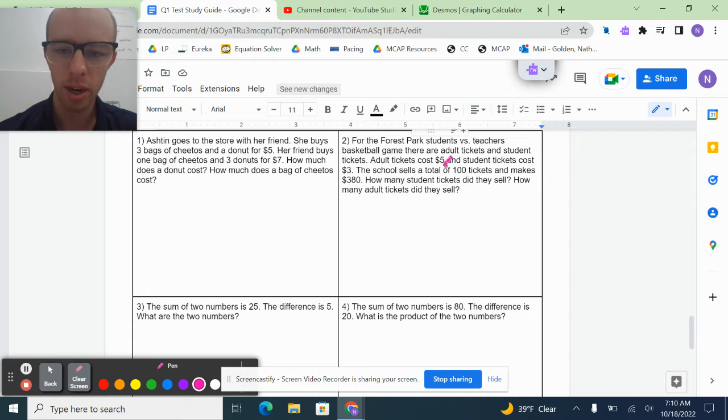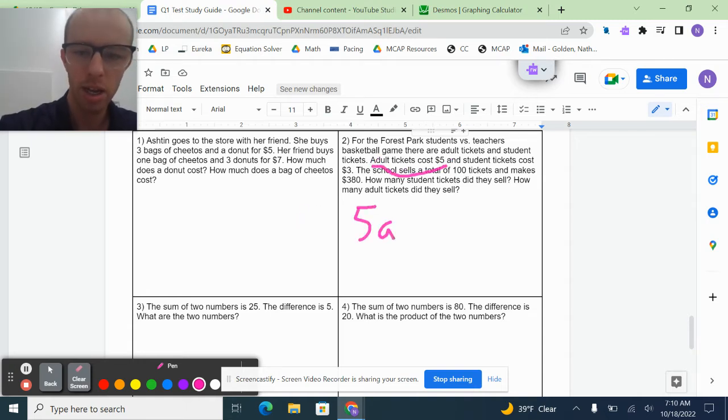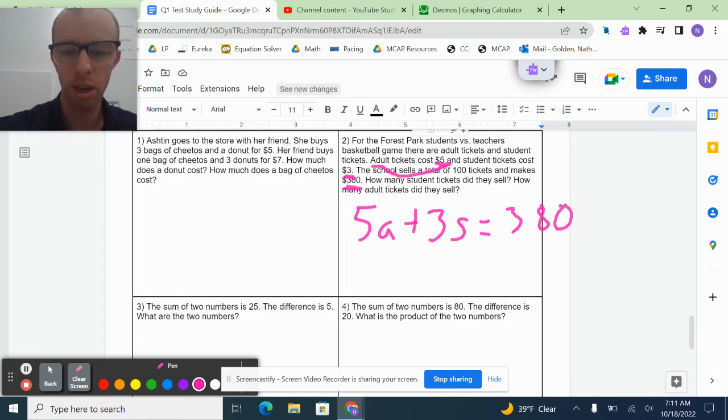So an adult ticket costs $5, so I can write that as 5A. And a student ticket costs $3, so I can write that as 3S. And remember, I'm going to keep all the dollar values in the same equation. And so all of this equals 380. $5 per adult ticket plus $3 per student ticket is equal to 380.